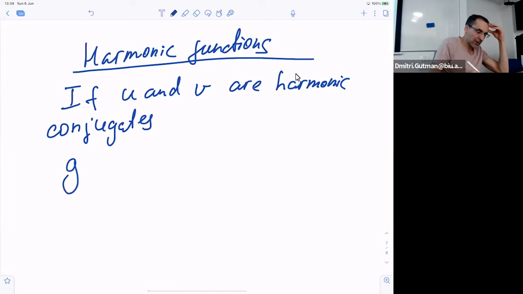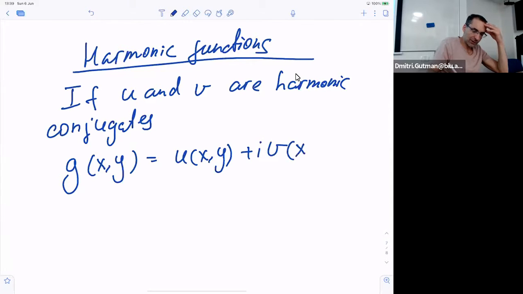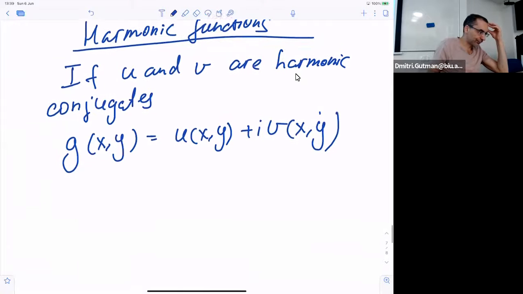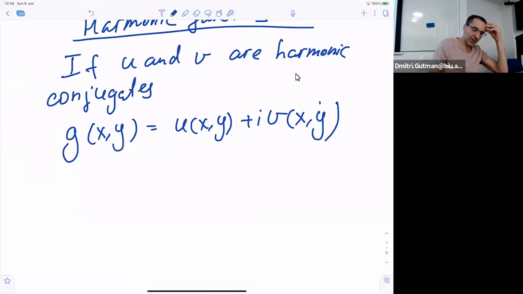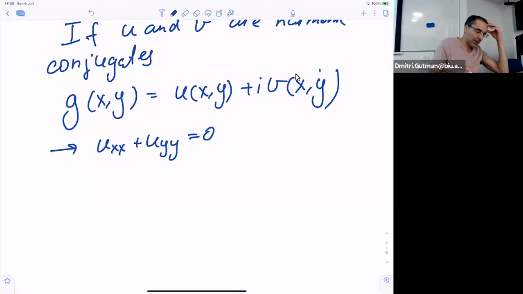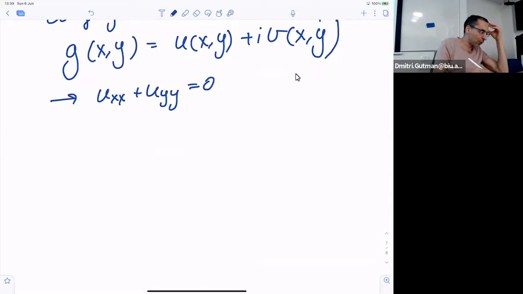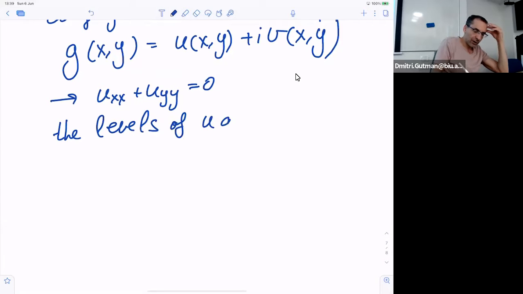that is, there is an analytic function G of X and Y such that its real and imaginary parts are written like that. This necessarily means that U and V are harmonic. Yeah? This implies that UXX plus UYY is equal to 0, and so is V. If you remember, there was a theorem that we have shown, and that theorem says that the levels of U and V are orthogonal.